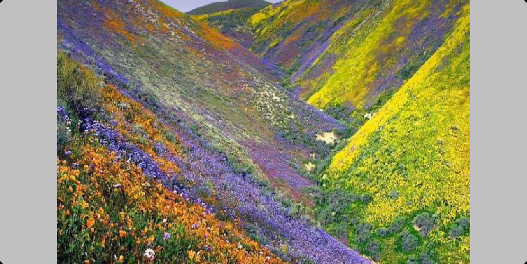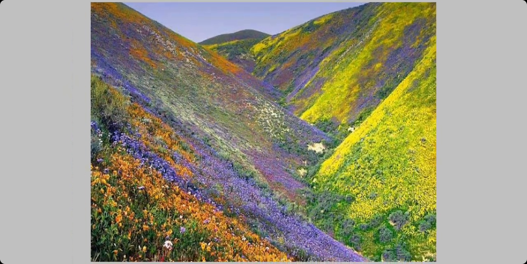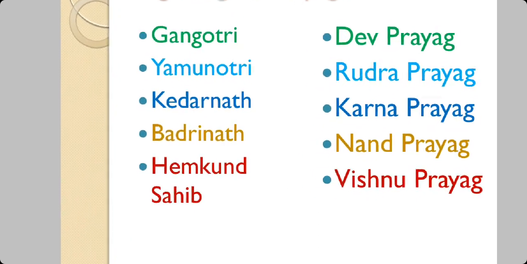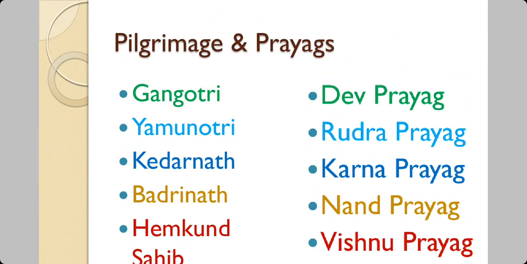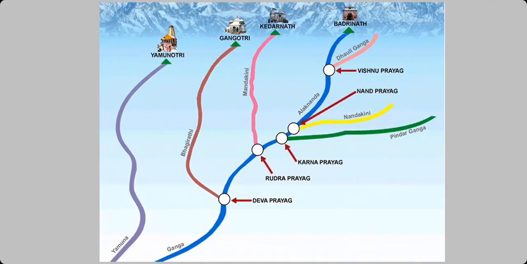Some very beautiful features on the earth out here. This one is known as the Valley of Flowers, which is also present in this division of Himalayas. There are places of pilgrimage and prayags. Prayags are, as you know, the confluences where two rivers meet. The major places of pilgrimage are Gangotri, Yamunotri, Kedarnath, Badrinath, and Hemkund Sahib. And the famous confluences or the prayags are the Dev Prayag, Rudra Prayag, Karna Prayag, Nand Prayag, and Vishnu Prayag.